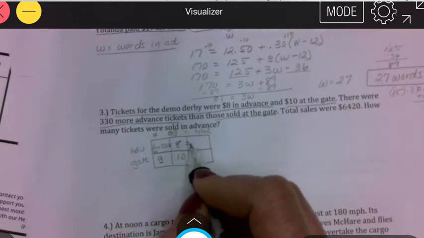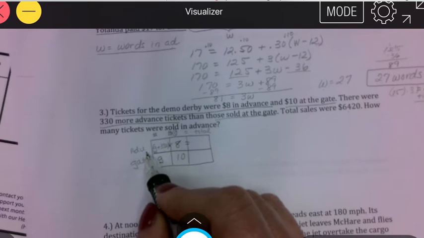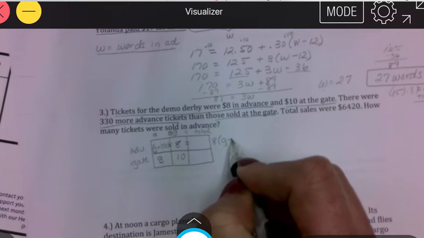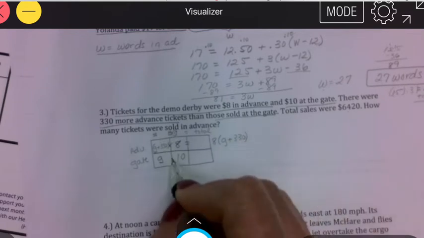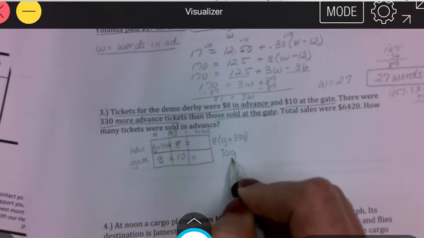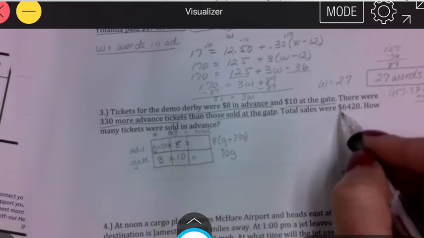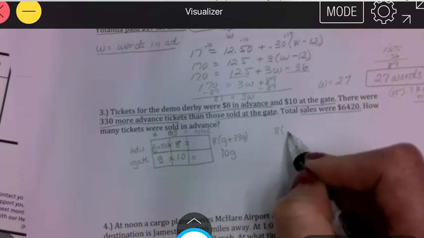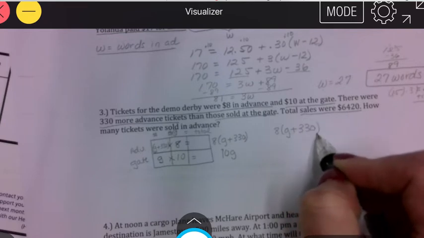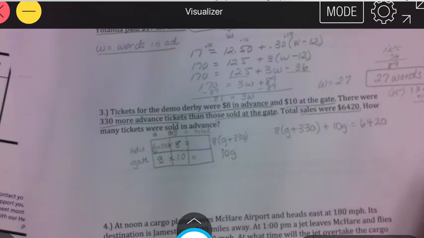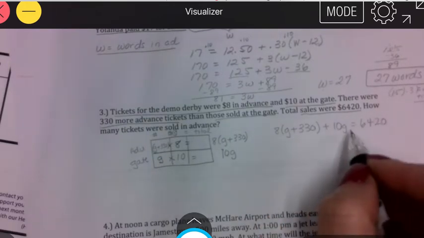Okay. So here is the total value for those sold in advance, which would be 8 times G plus 330. Here it would be equal to, I didn't give myself enough room, 10G. Now this is the total for both of them added together. And right there is my total, 6,420. So 8 times G plus 330 plus 10G is equal to 6,420. I don't have any decimals to worry about.